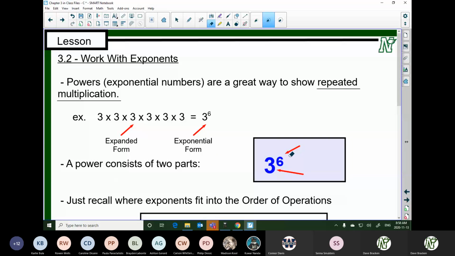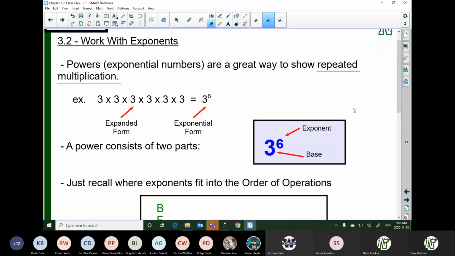So when you have this exponential number, the bigger number that's your base, that's out front. So we call this our base. The exponent written a little bit smaller and kind of as a superscript, it's up top. That's called our exponent or our power. Okay.